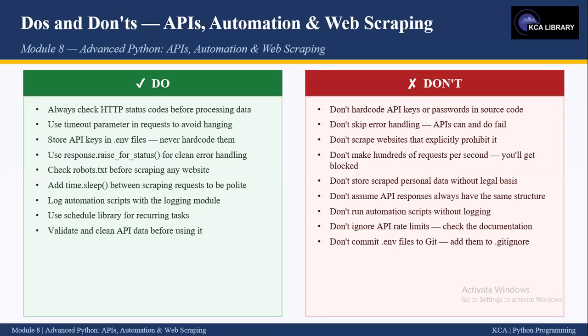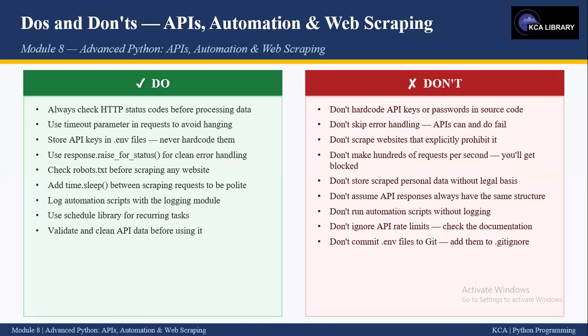Dos and don'ts. This slide summarizes the best practices and critical mistakes to avoid when working with APIs, automation, and web scraping. You should always check the HTTP status code before processing a response. Use the timeout parameter in the request to prevent scripts from hanging indefinitely. Store API keys in .env files and never hard code them in source code. Use raise_for_status for clean error handling. Check a site's robots.txt before scraping and use the time.sleep function between scraping requests.